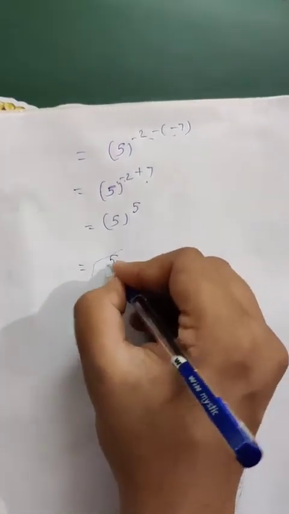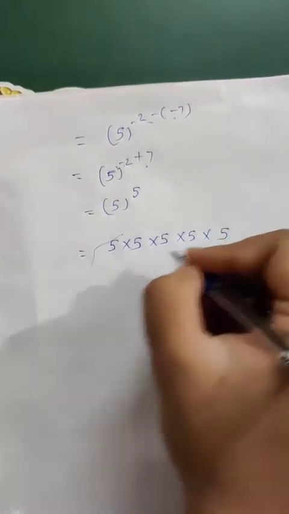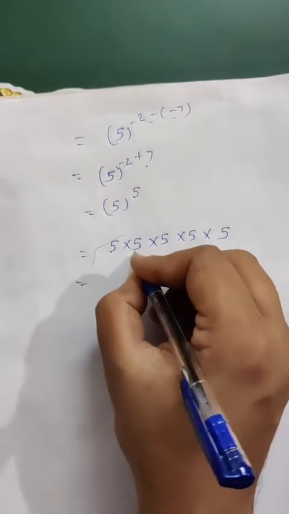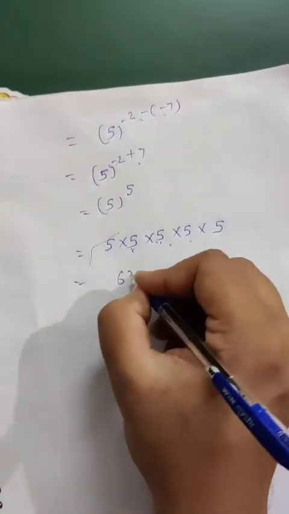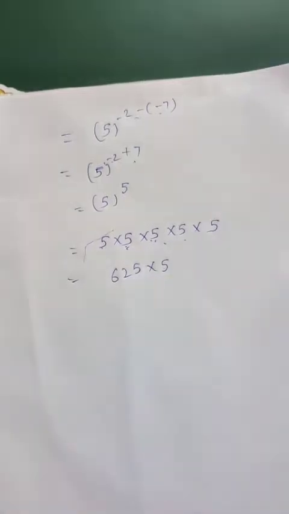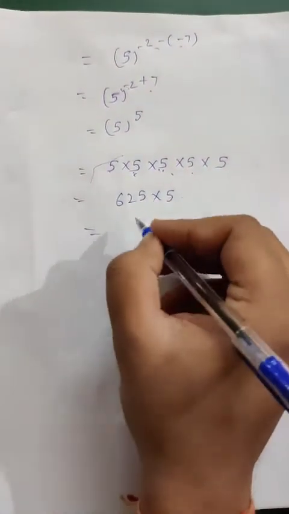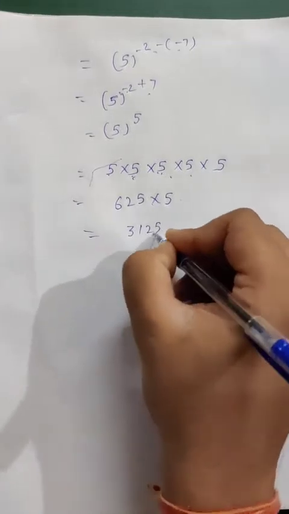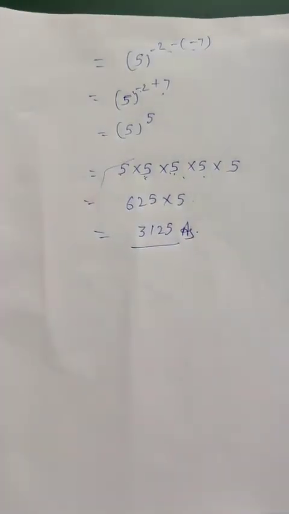And it can be written as 5 multiply 5 multiply 5 multiply 5 multiply 5. 5 into 5 is 25, 25 into 5 is 125, 125 into 5 is 625, and 625 we have to multiply with 5, and it comes out to be 3125. So 3125 is the answer.